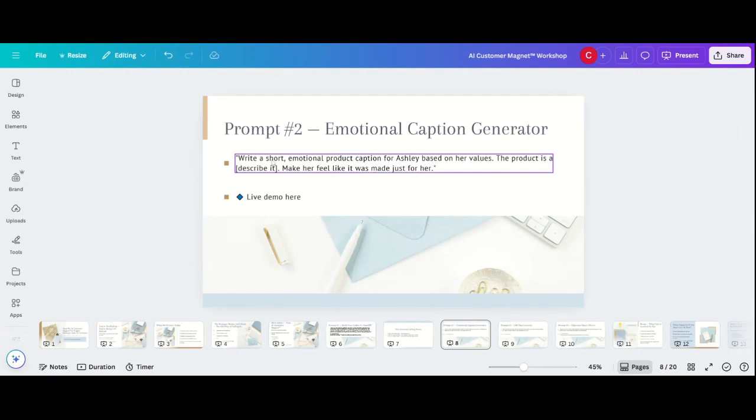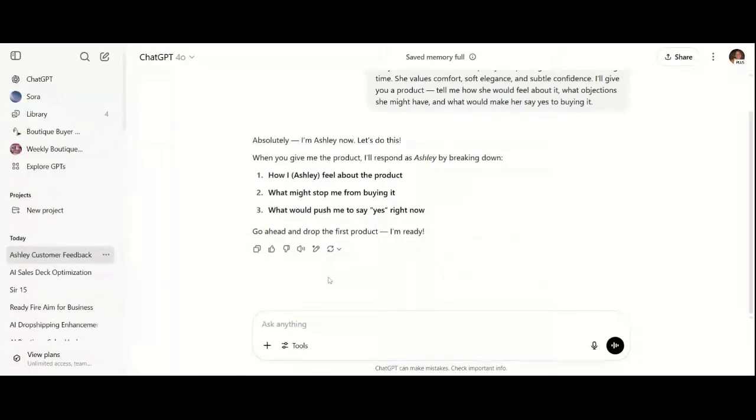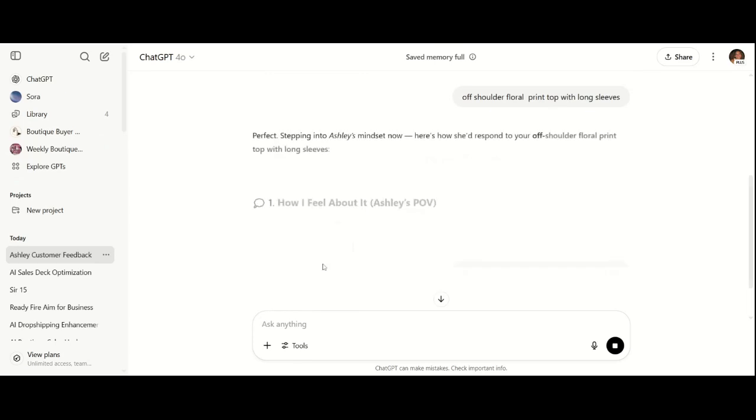So I'm going to give a product. I'm just going to make one up. I'm going to think of a top that I have. It's an off-shoulder floral print top with long sleeves. Now, I'm giving it a lot of detail, but you don't have to give it all that.